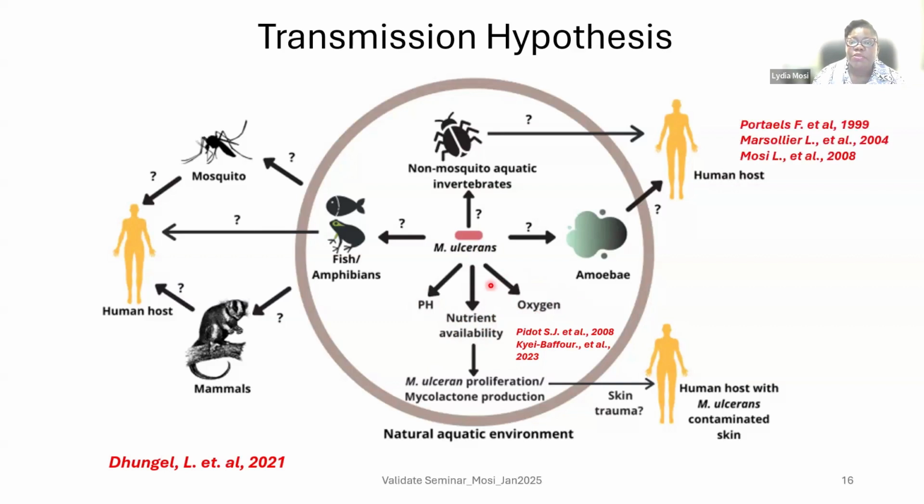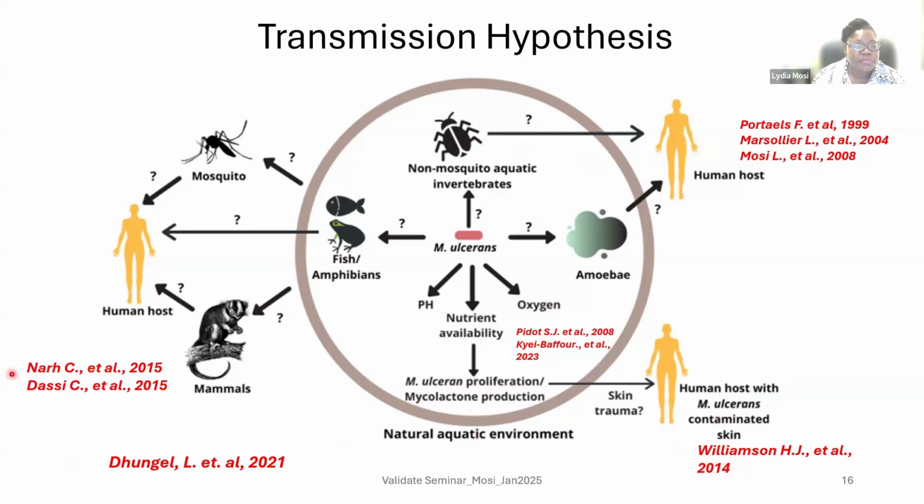Some groups have been able to show or associate non-mosquito aquatic invertebrates or insects in the transmission of Buruli ulcer. And most of my PhD work was actually trying to understand or uncover this. Other groups have also shown that if you have a sore or an open wound on the surface of your skin, it's enough to produce an infection of M. ulcerans, of Buruli ulcer, if M. ulcerans is deposited on the surface of the broken skin.